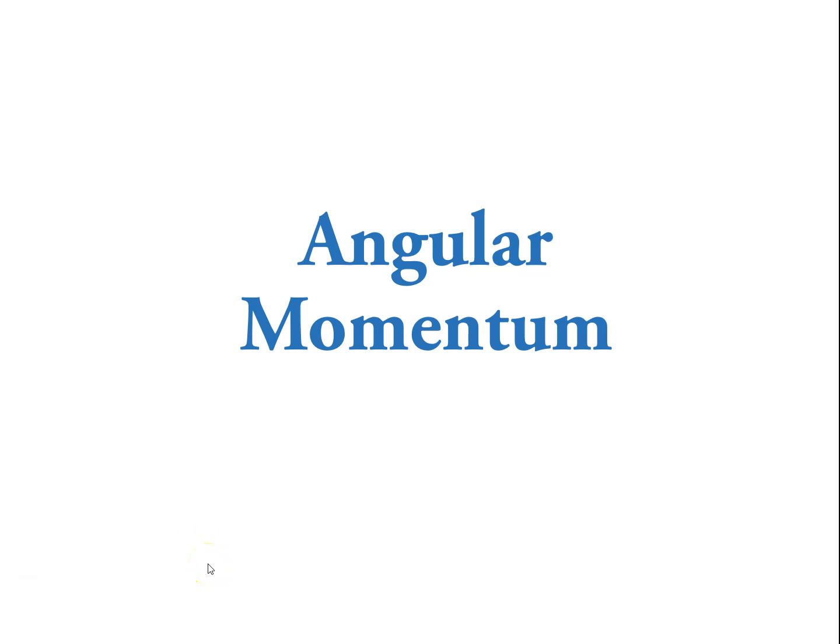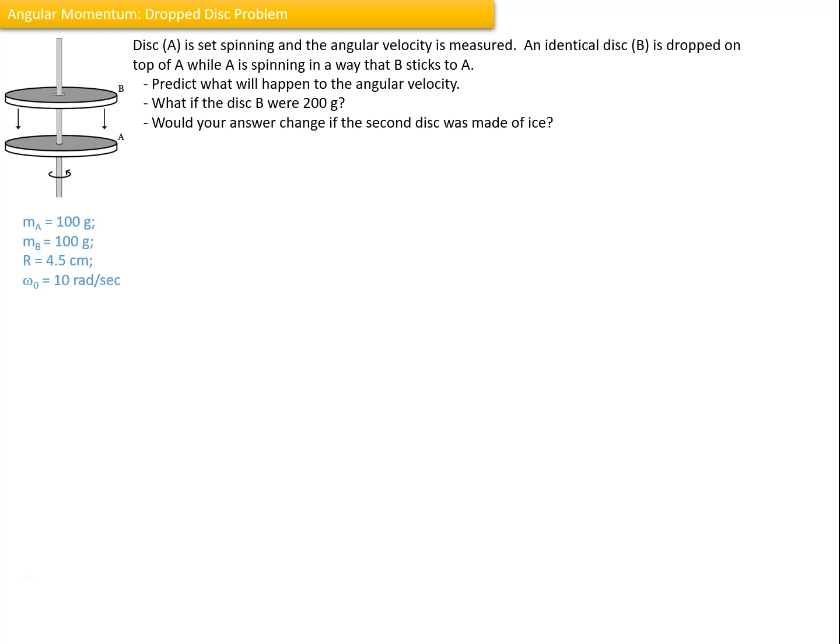All right, so now we're going to go over what some of you missed in class when we initially talked about angular momentum. So we're going to start with a question. We had a demo in class where we had two disks set up on one of our vernier setups, and we set disk A spinning at about 10 radians per second, and we dropped an identical disk called disk B on top of it that had these little cork feet, so they stuck together when they fell, and we wanted to predict what was going to happen to the angular velocity of disk A when this happened.